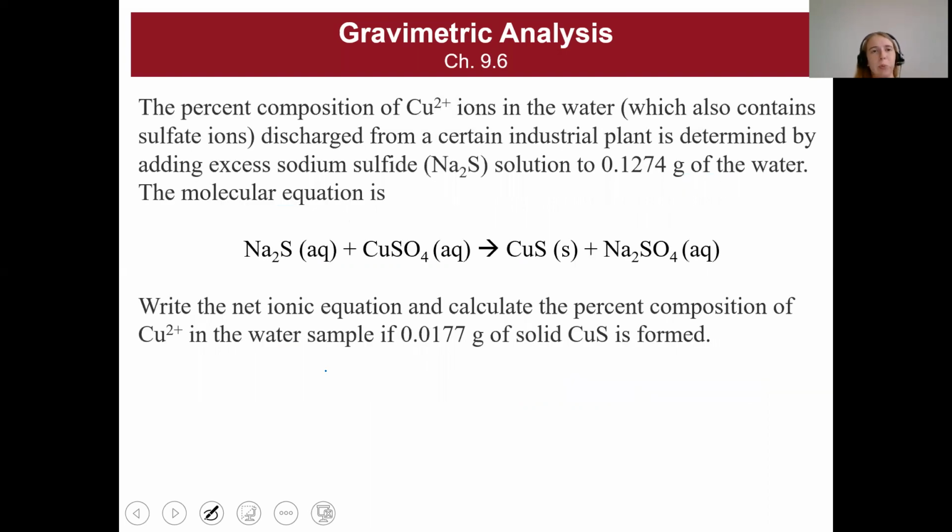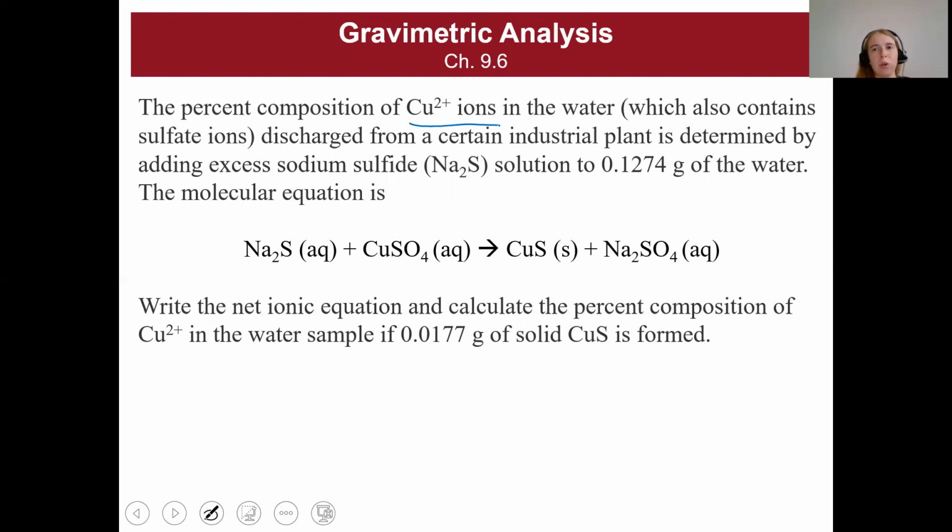So here's an example. Percent composition of copper 2 plus ions in the water, which is discharged from a certain industrial plant, is determined by adding excess sodium sulfide solution to a 0.1274 gram sample of the water.